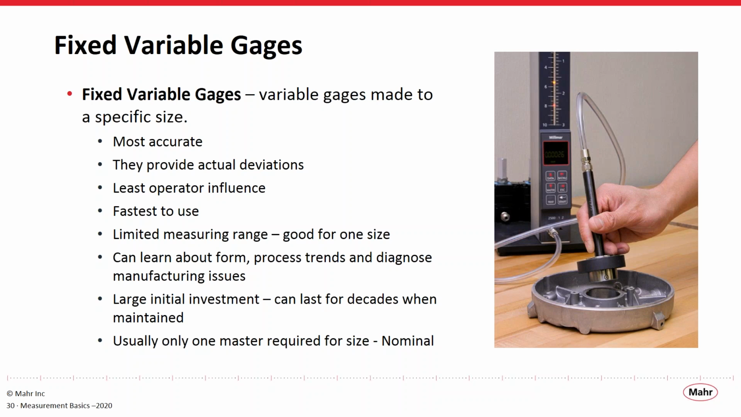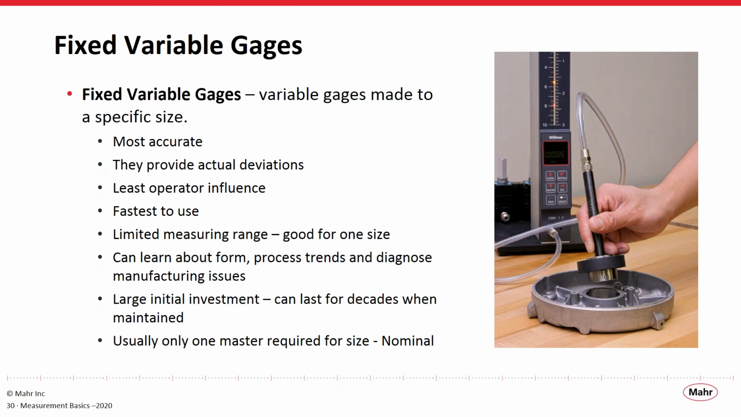And now we move into our fixed variable gauges. These are gauges which can give you deviations, thus they are variable gauges, but they're made to a specific size. These are the most accurate types of variable gauges. They provide actual deviations with the very least operator influence, because they can only go into the part one way. There's no slop in there. You get a reading instantaneously, and it's very accurate. Thus, it's very fast to use.